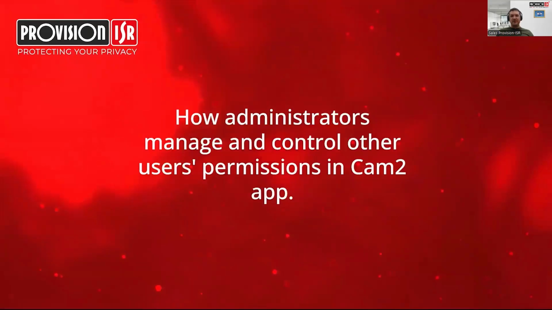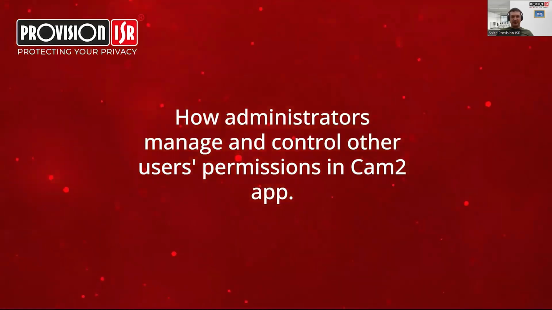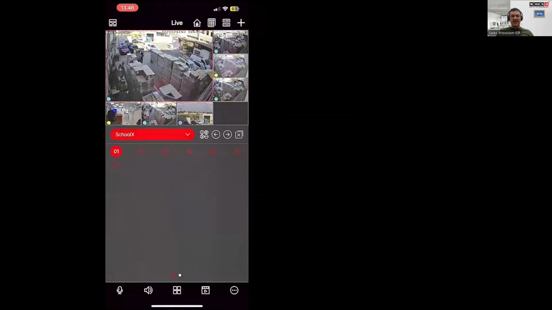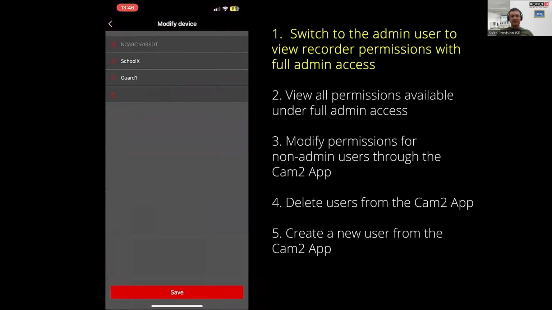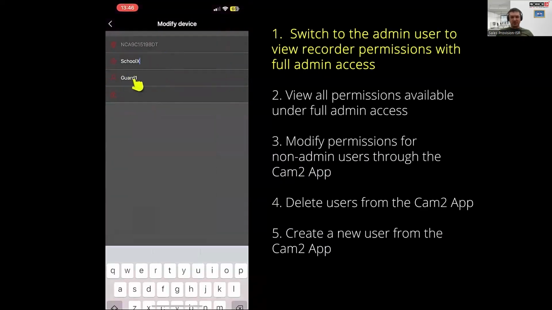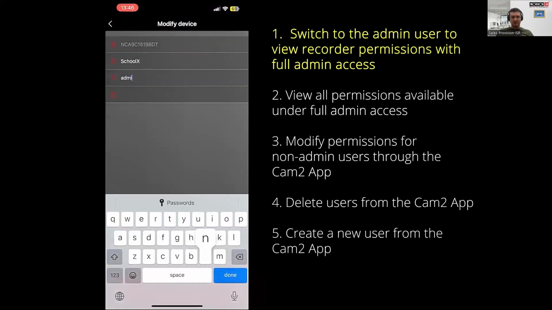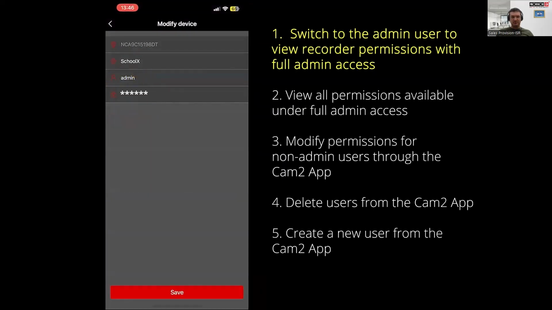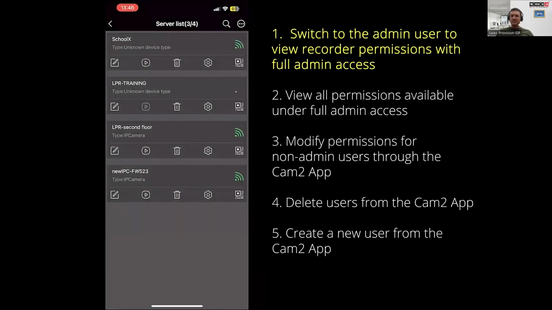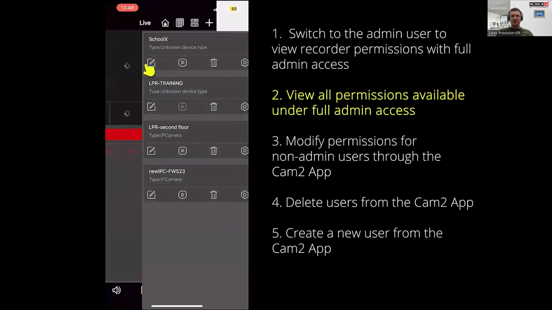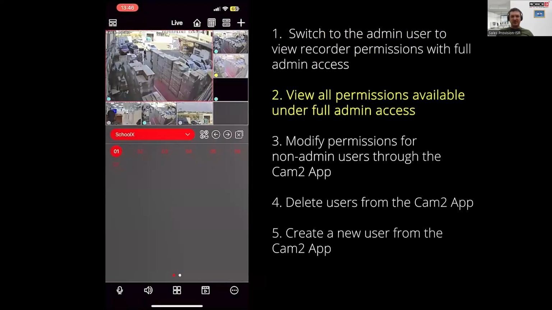Now for the fun part. You are the administrator of the NVR, and it's time to manage user permissions using the Cam2 app. First, let's add the Cam2 recorder the same way we did for the user with limited permissions, but this time we'll use the administrator username and password. Now that we logged in, you can see that all functions are fully accessible and working as expected.